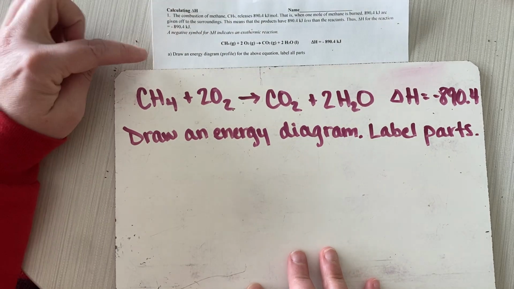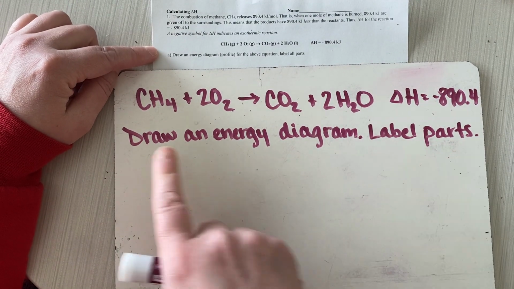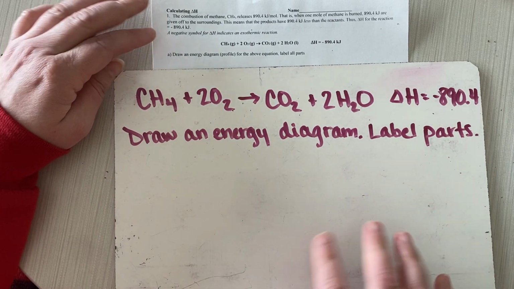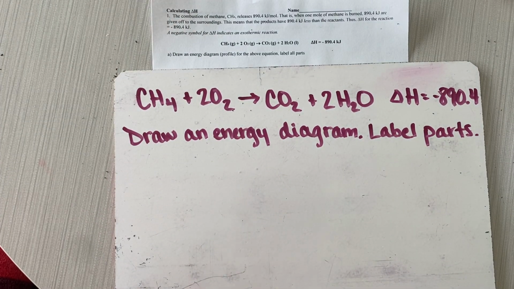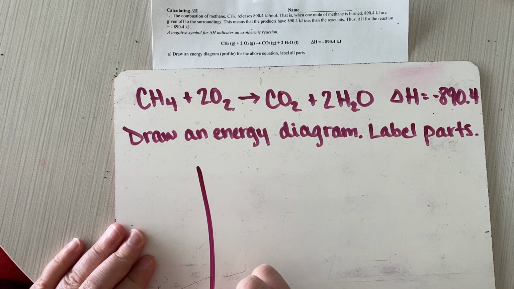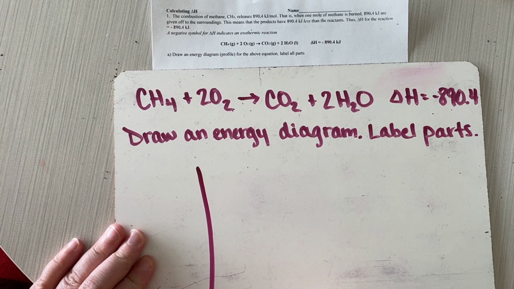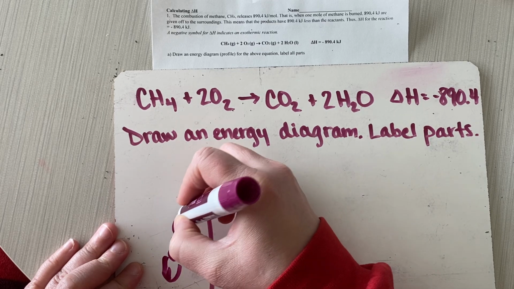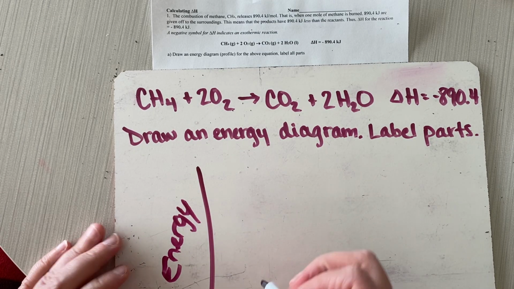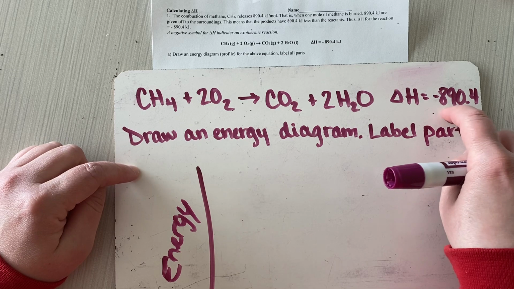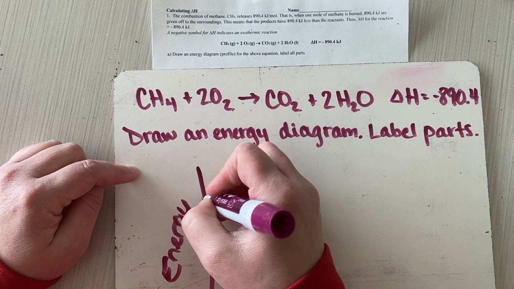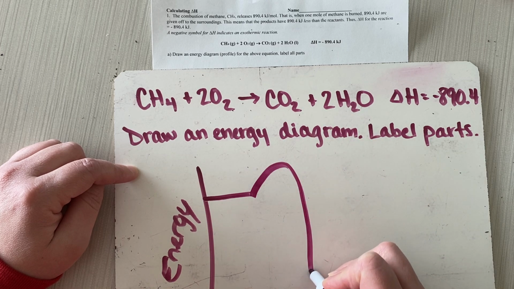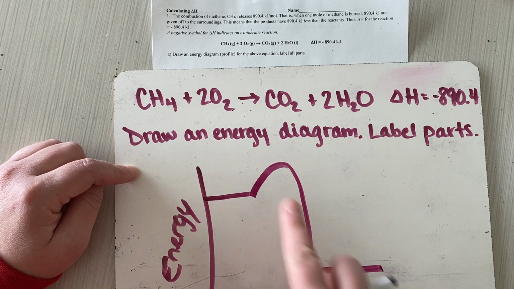So the first part of this, you're going to draw an energy diagram, label the parts. So if you are putting this in your notes, I would include this part in your notes, and then we can go ahead and draw it. So we're going to need our diagram. So we know this is our reaction, this is our energy. Okay, so since this is exothermic, I want to start high, and then I'm going to have my activation energy, and then I need to end up low. Okay, so that's the basics.